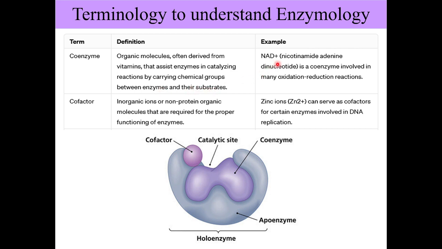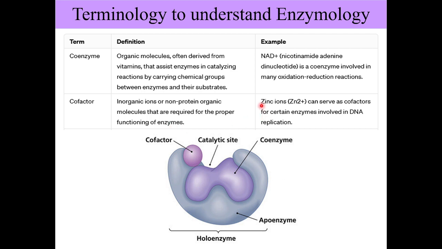Okay, so NAD plus, for example, nicotinamide adenine dinucleotide, is a coenzyme involved in many oxidation reduction reactions. Cofactors, on the other hand, are small, and often a metal ion. So they can be inorganic ions or non-protein organic molecules that are required for the proper functioning of an enzyme. Now, if a cofactor is bound to an enzyme using a covalent linkage, then it is called a prosthetic group.